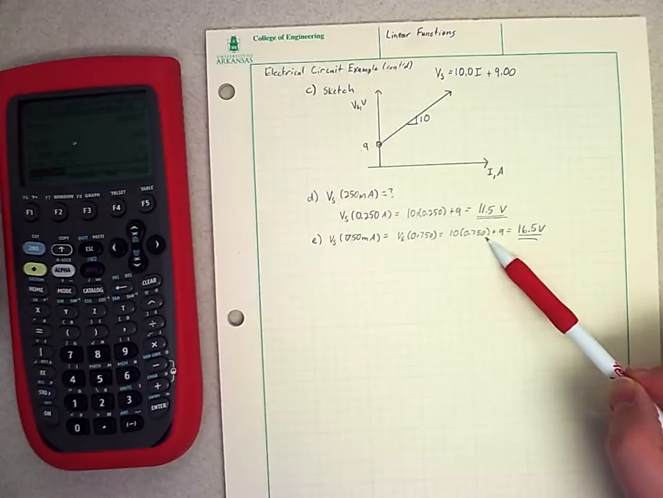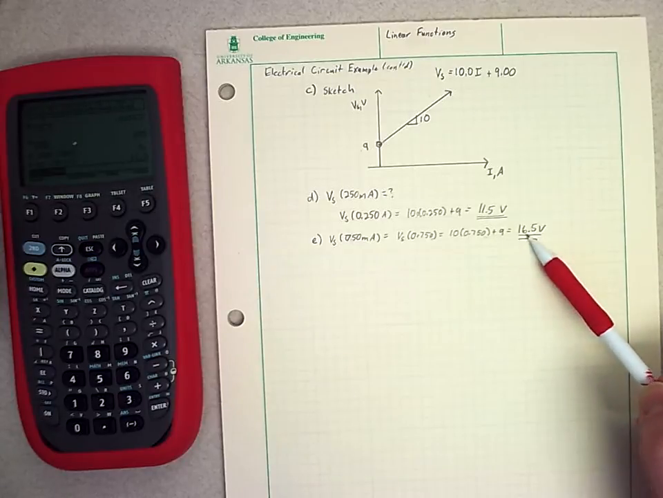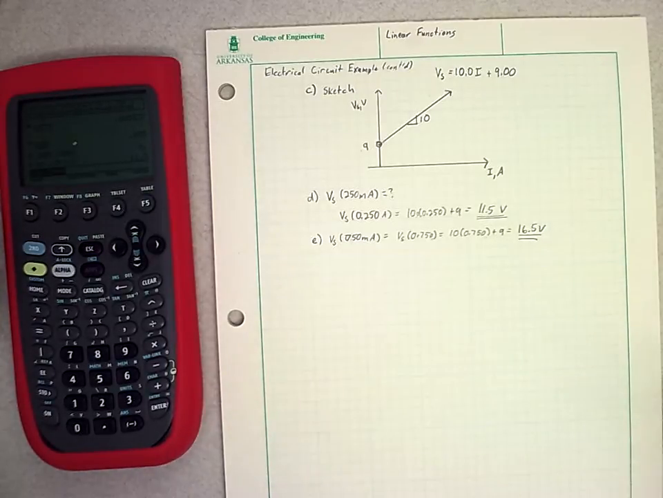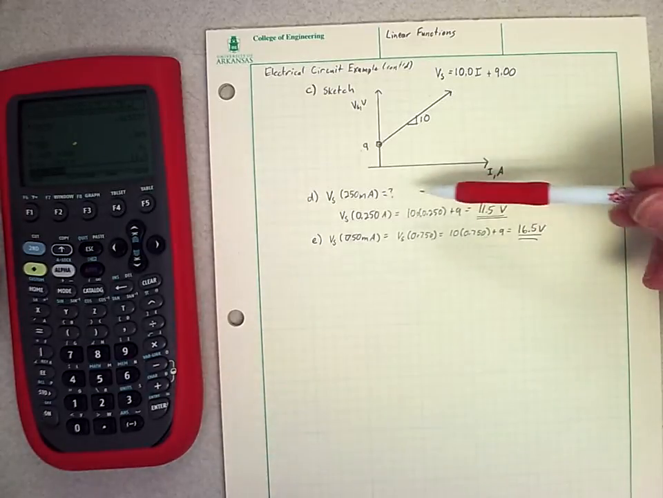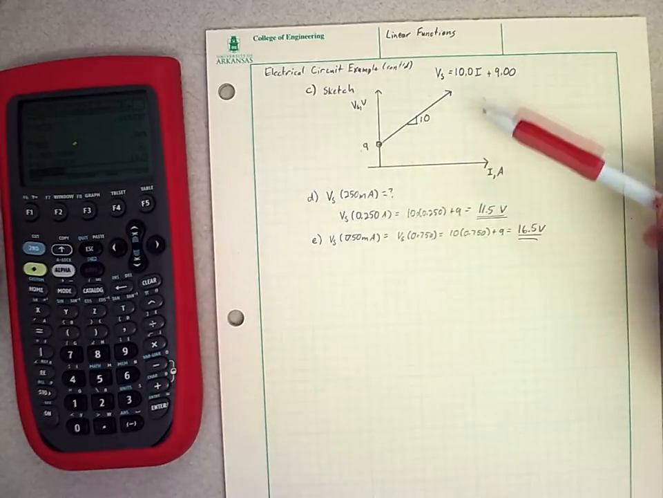We plug in the value, 10 times 0.750 plus 9, and we get 16.5. And the other thing we should be asking ourselves as we get these answers is, do they make sense? And since we've got a sketch there, it's real easy to think about.